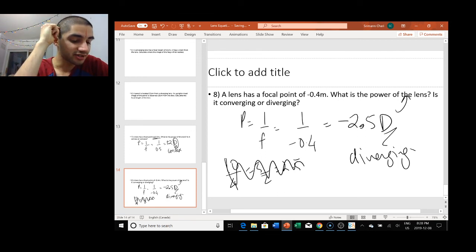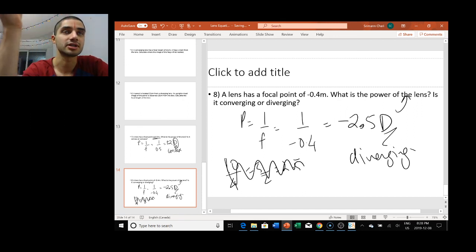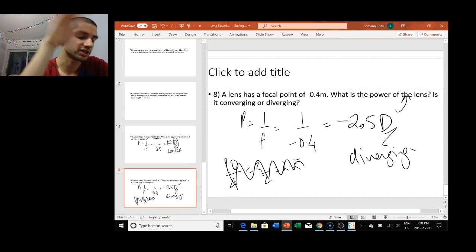We have to draw the different types? No, you will not have to draw the different types of lenses. You will have to recognize the different types of lenses with the diagram or based on the characteristics that I described. So thin in the middle, thick at the ends, or vice versa.